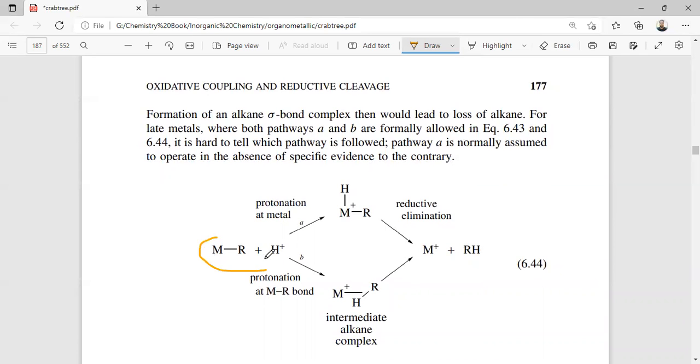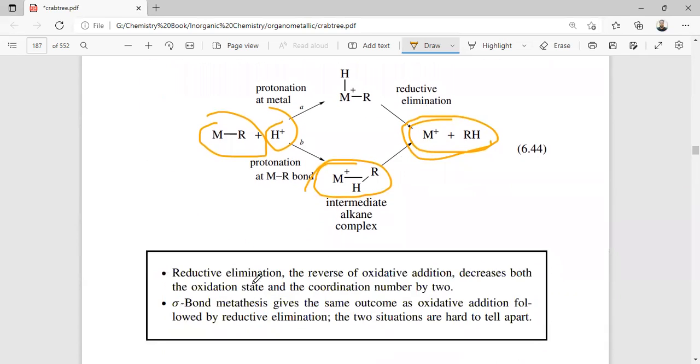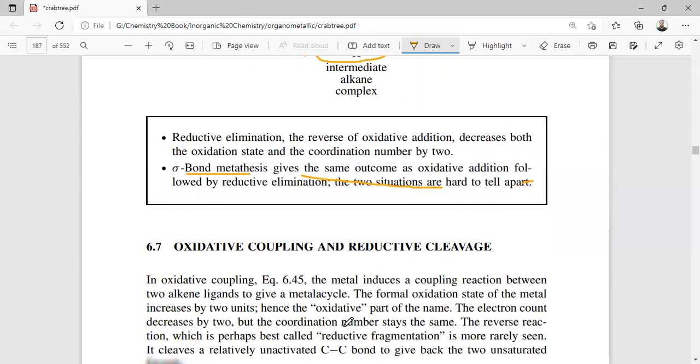So here the metal alkyl, upon protonation of the M-R bond, forms this intermediate alkyl complex, then upon reductive elimination forms this cationic complex. So in summary, reductive elimination, the reverse of the oxidative addition, decreases both the oxidation state and the coordination number by 2, and the sigma bond metathesis gives the same outcome as the oxidative addition followed by the reductive elimination. The two situations are hard to tell apart.